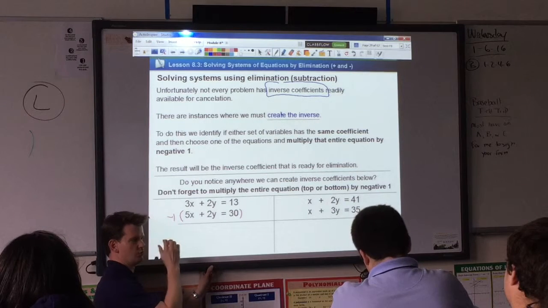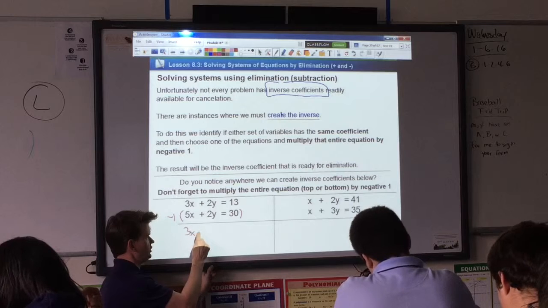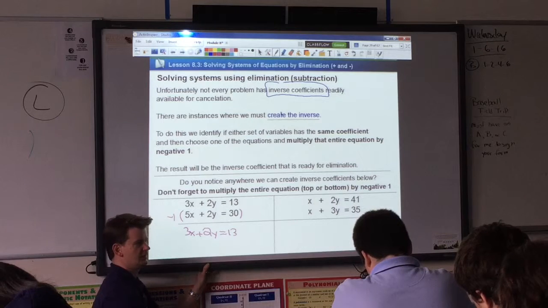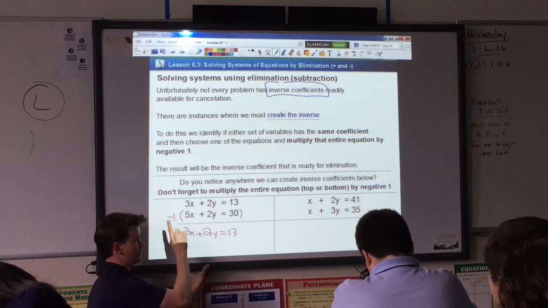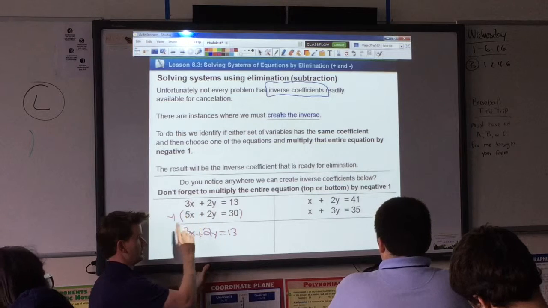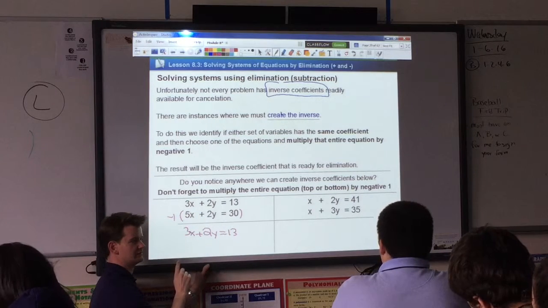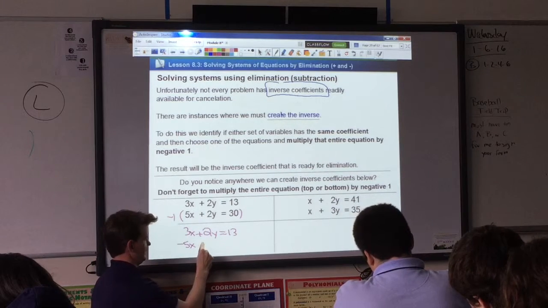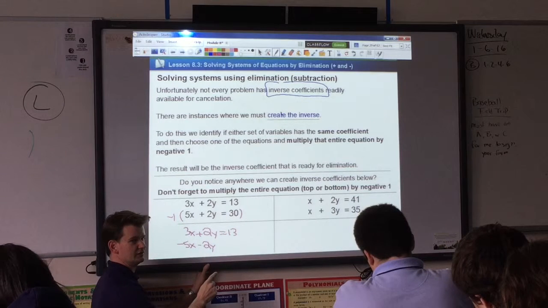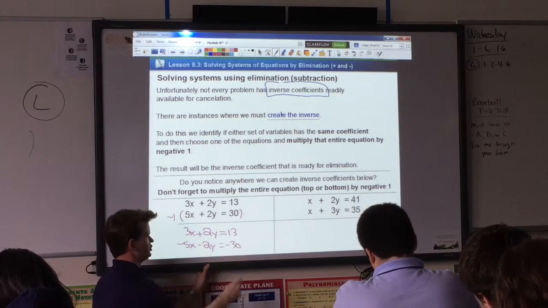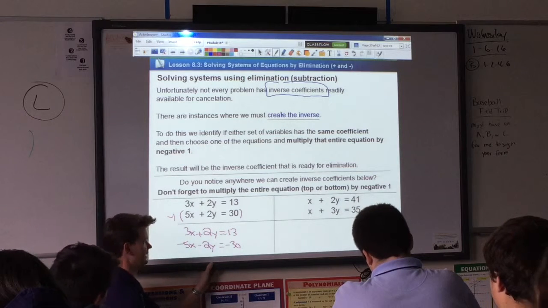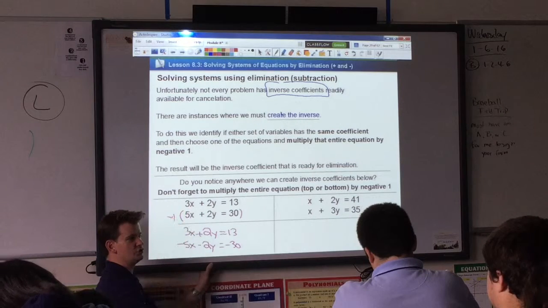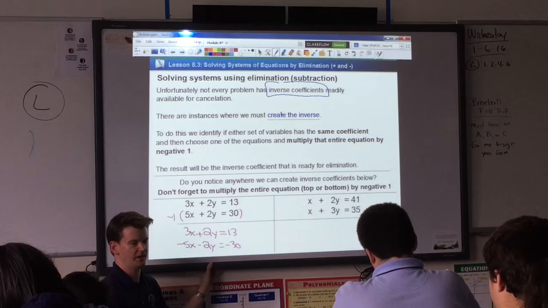Always rewrite your system when you're doing this. So the top equation will stay the same: 3x plus 2y equals 13. That does not change. Now, I will multiply every single term, the x term, the y term, and the constant, by negative 1. What is negative 1 times 5x? Negative 5x. Negative 1 times 2y gives me? Negative 2y. Negative 1 times 30 gives me? Negative 30. Okay. Do I have my inverse coefficients now? Yes. And then I can go in and do the exact same thing we did in the previous step to solve. This is the only thing that's new here. Everything else stays the same.